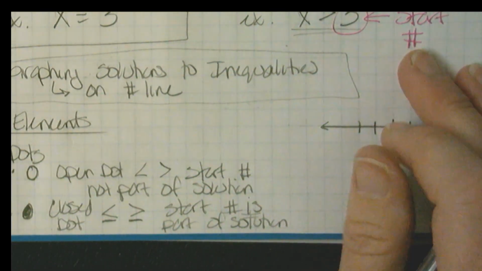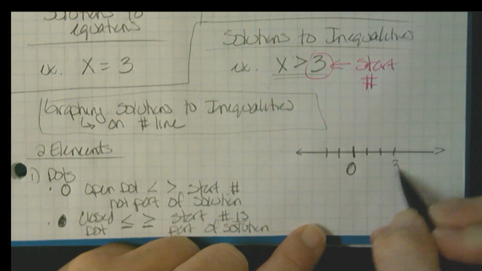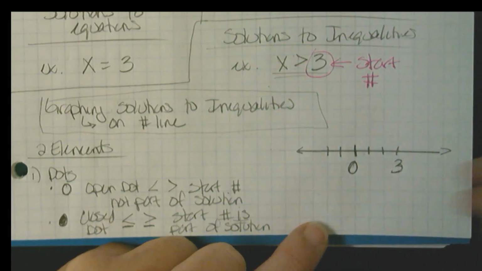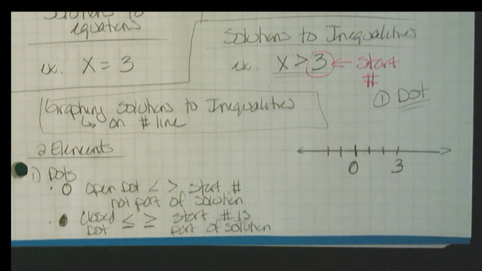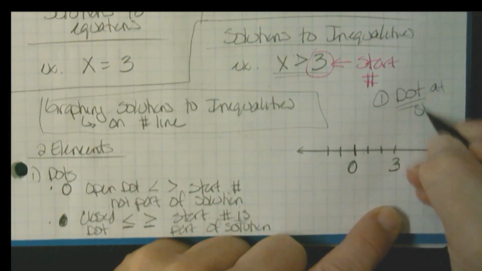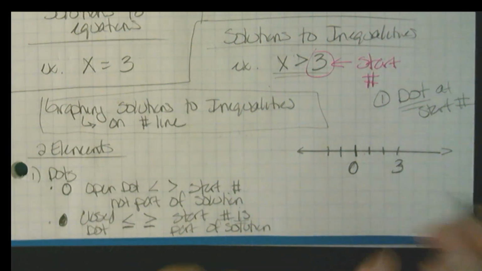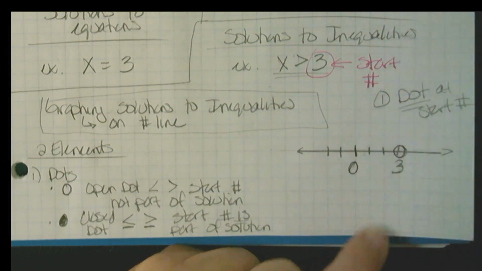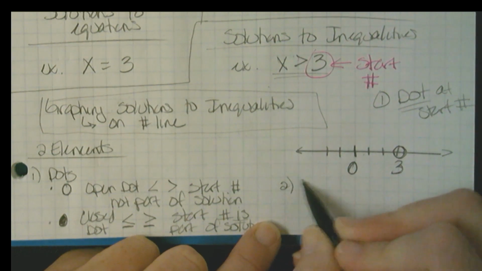All right, so what I want you guys to do is graph that dot at your start number. So our start number is 3, so I'm going to find 3 on my number line. The first thing I'm going to do is graph the dot. What dot? This is the dot at the start number. What type of dot is going to be on my 3 based on ours? Sarah? An open dot. Why? Excellent.